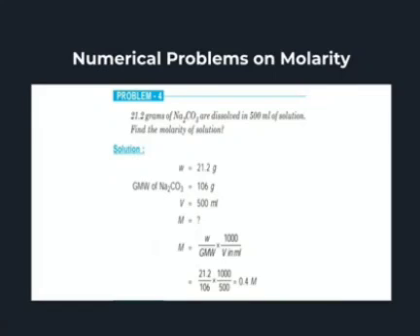Here we have to find out the molarity, capital M. The molarity, capital M, is equal to W by GMW into 1000 by V in ml. Substitute the given data in this equation, then molarity, capital M, is equal to 21.2 by 106 into 1000 by 500. After calculation we will get 0.4. That means if 21.2 grams of sodium carbonate is dissolved in 500 ml of solution, then the molarity of that solution will be 0.4.